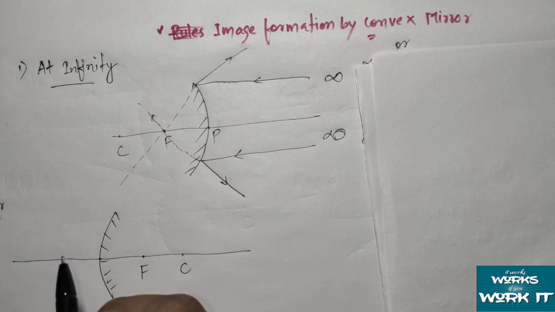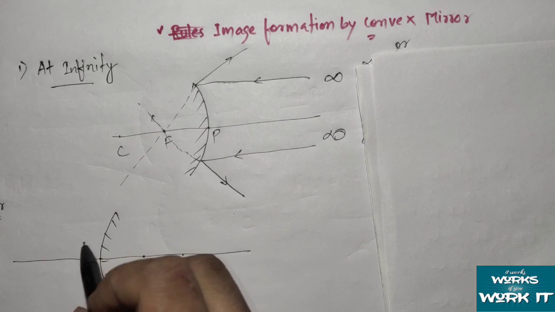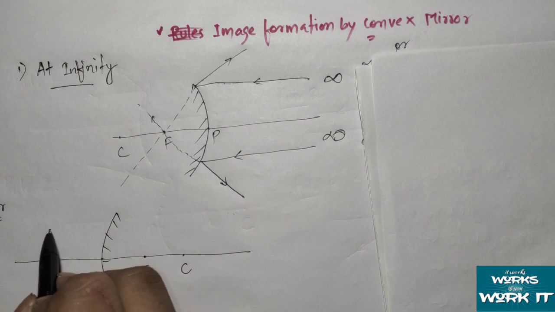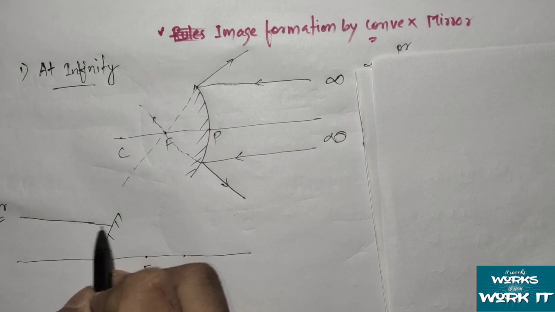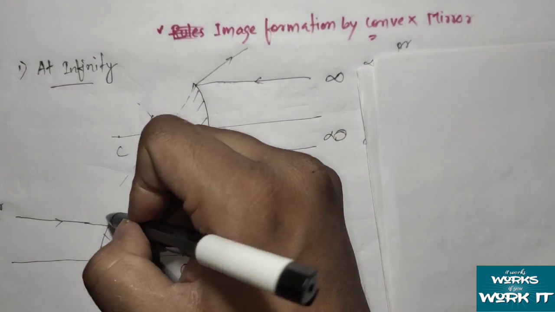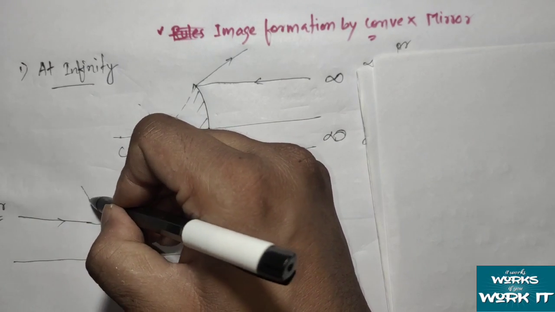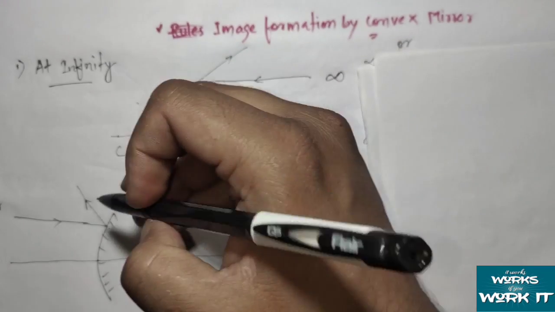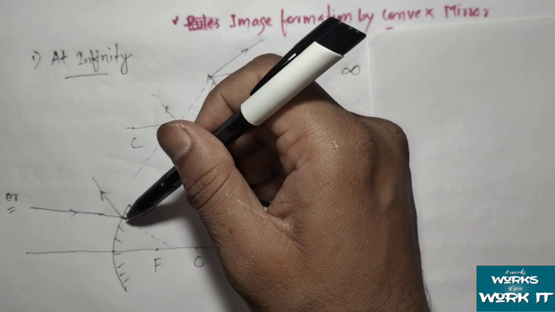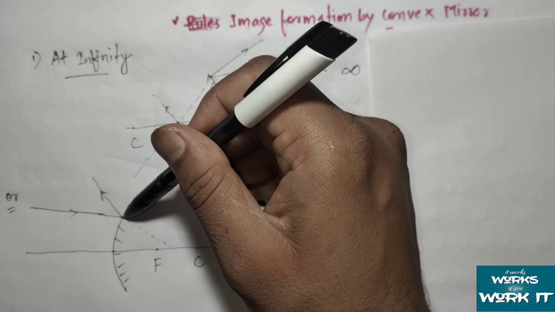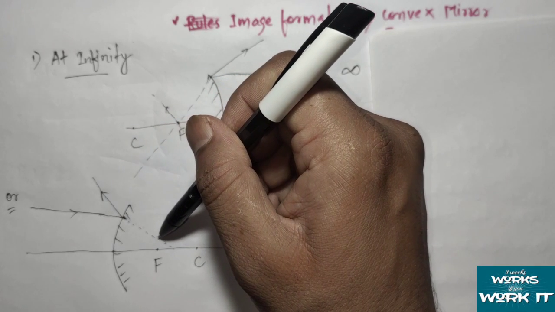Now here I can draw, suppose, a ray of light that is not parallel to the principal axis. So what will happen? Actually it will diverge back after reflection, but what it seems is that it will go a little bit, diverging their paths.